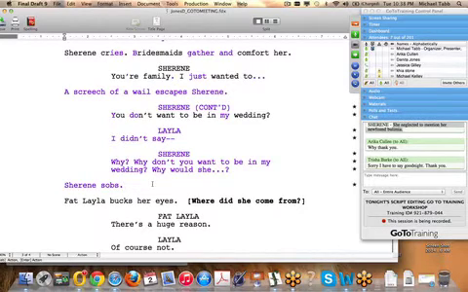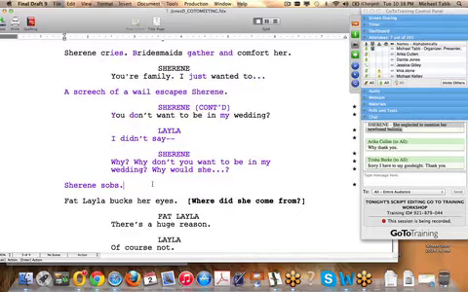Now, where does Fat Layla come from when she appears in a scene? She literally appears. And actually she had been there the whole time, but again, now that I know that you still have to reestablish everybody in the room when you come back from an act break, I would have done that. So she was already in the room.